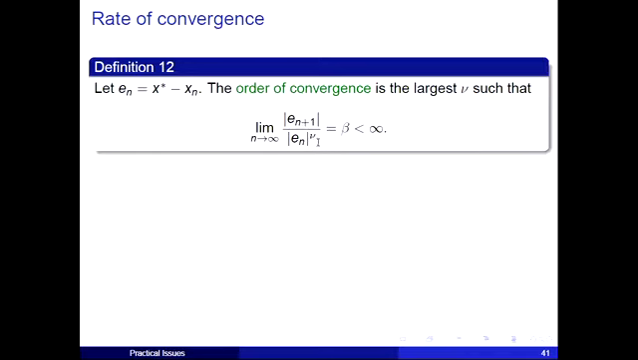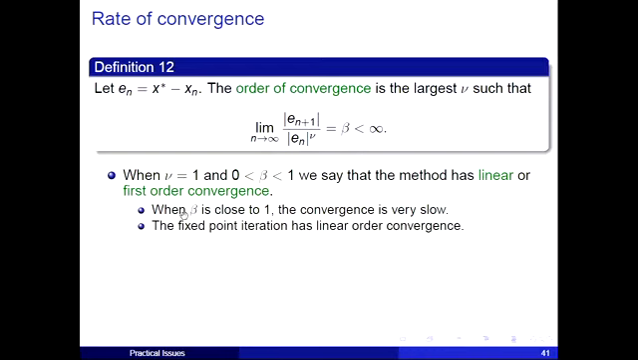And how about fixed point iteration? What is the order of convergence for fixed point iteration? 1, yeah, because e_{n+1} is just a constant multiplied by e_n. So when nu equals 1, we say linear or first order convergence. And when nu equals 2, we call it quadratic convergence or second order.